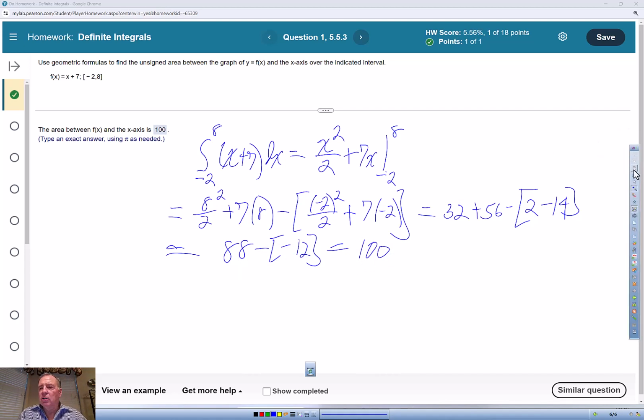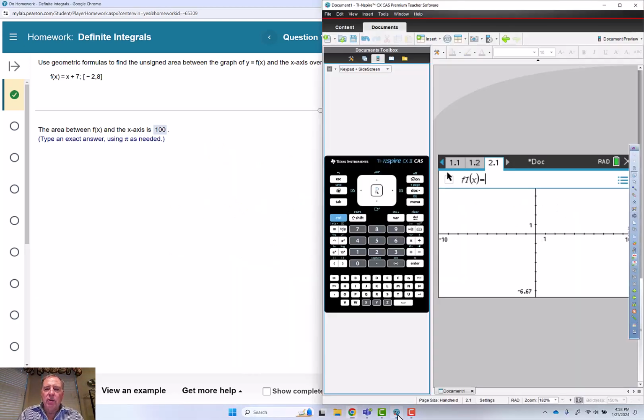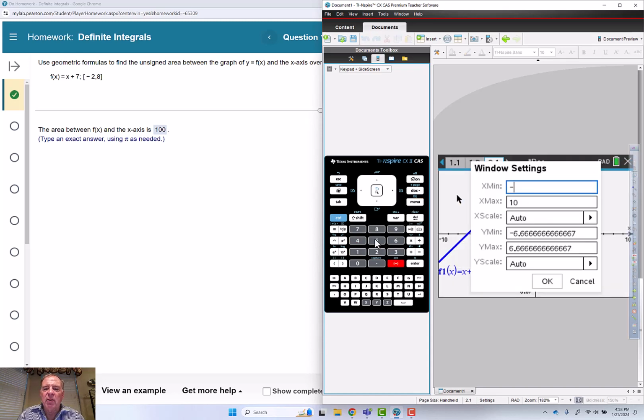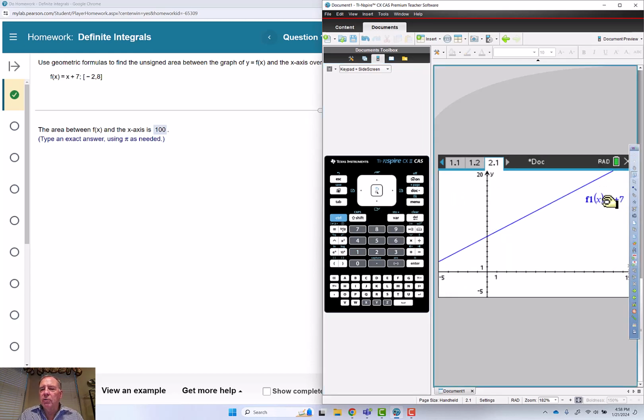And then to do this in the calculator, we're going to go to the calculator and I'm going to put in my function x plus 7. And I don't have a good window, so I'm going to adjust my window. So menu 4.1 to get window settings. I'm going to go like -5 to 15 by 1s, and then like -5 to 20 by 1s as well. So I get a much better window there.